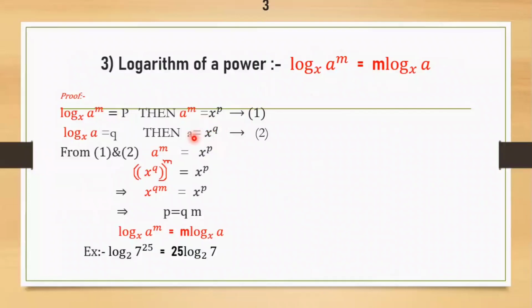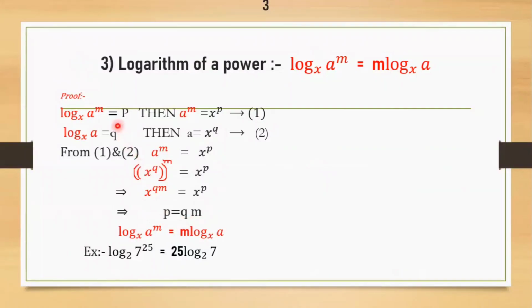After substituting the value of a in the first one, in place of a we substitute x to the power of q. So x to the power of q, whole to the power of m, is equal to x to the power of p. So it can be written as x to the power of q into m equals x to the power of p. Here also the bases are equal, so the powers will be equal. qm equals p. That is, p equals qm.